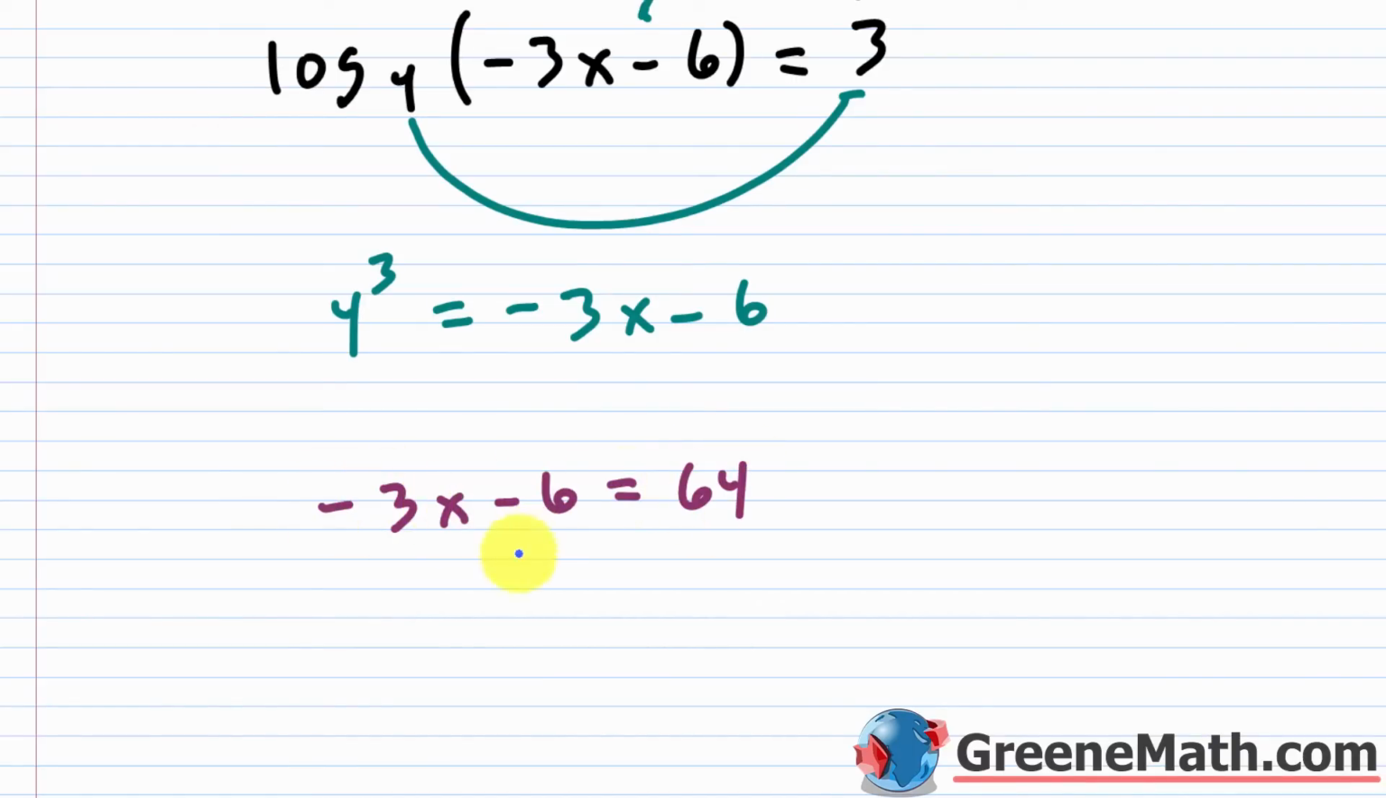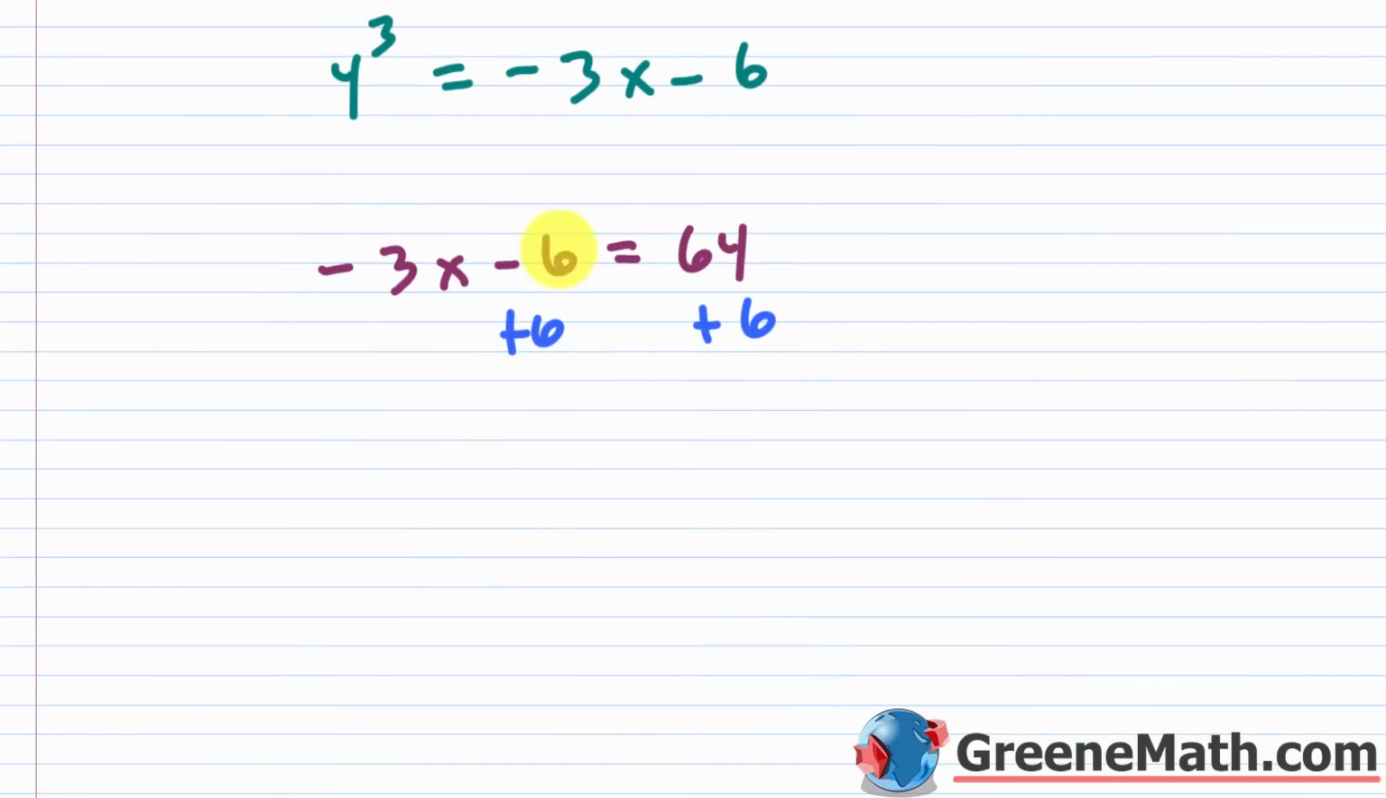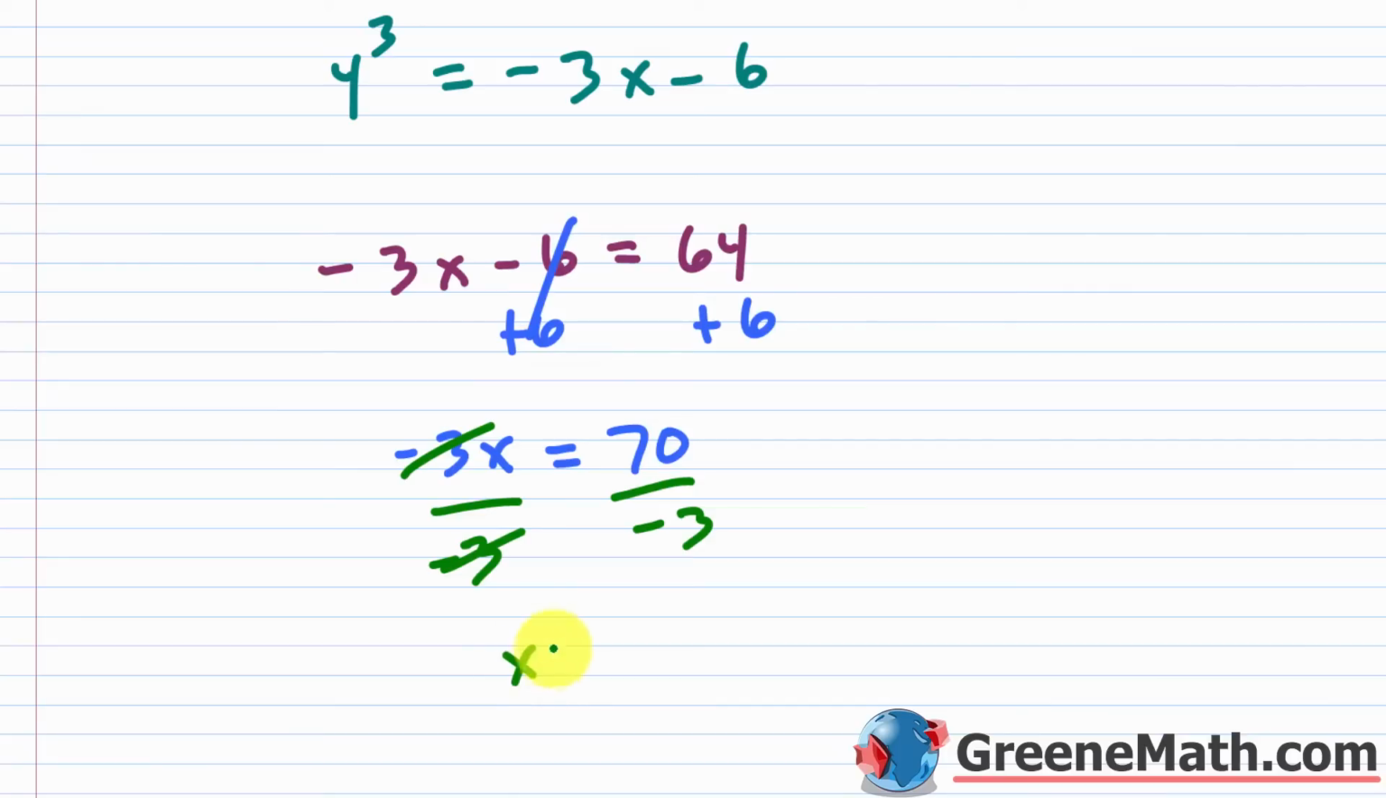At this point, let's add 6 to both sides of the equation. Let's slide down here. This would cancel. You get negative 3x is equal to 64 plus 6, which is going to be 70. So let's divide both sides of the equation by negative 3. This would cancel. You're going to get x is equal to negative 70 thirds.